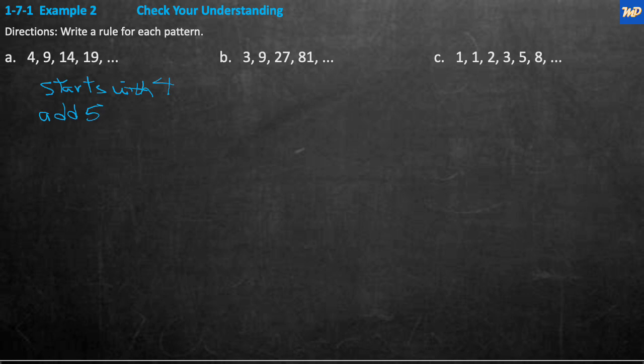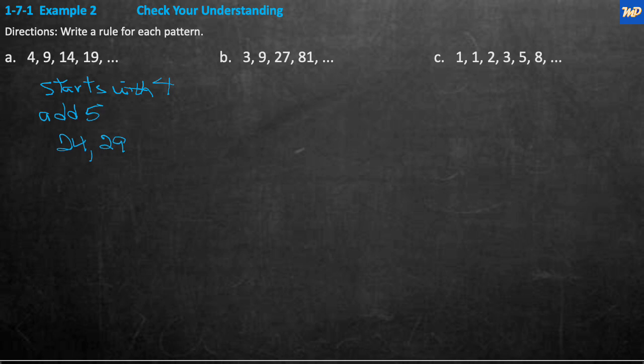So 4 plus 5 is 9. 9 plus 5 is 14. 14 plus 5 is 19. 19 plus 5 is 24. 24 plus 5 is 29. Okay.